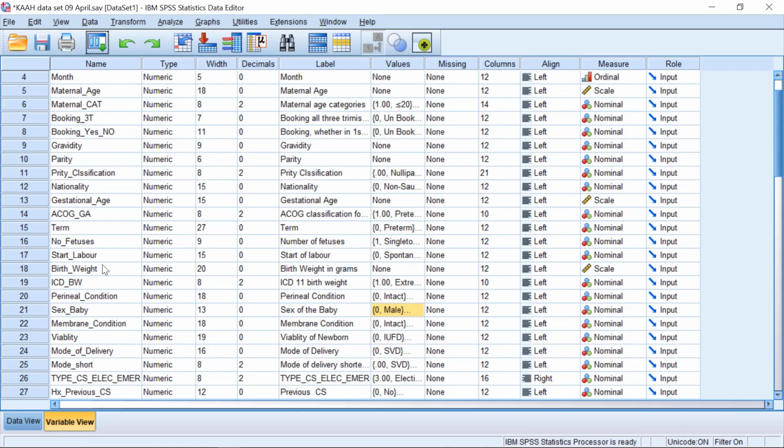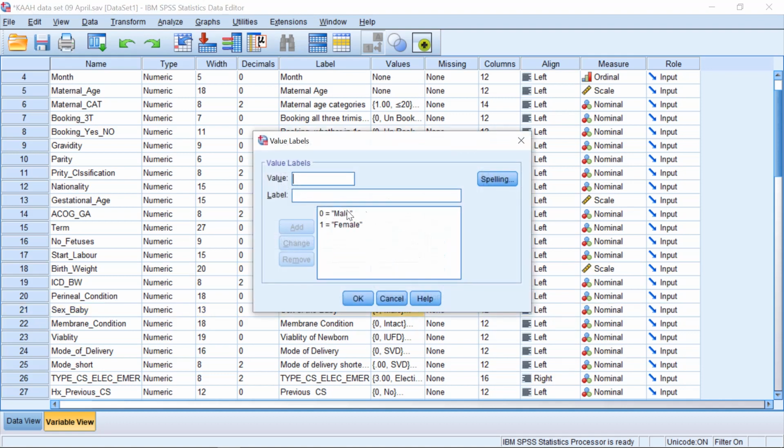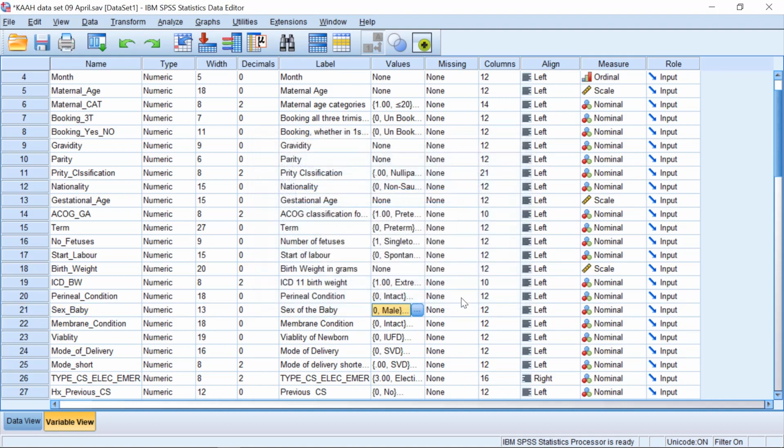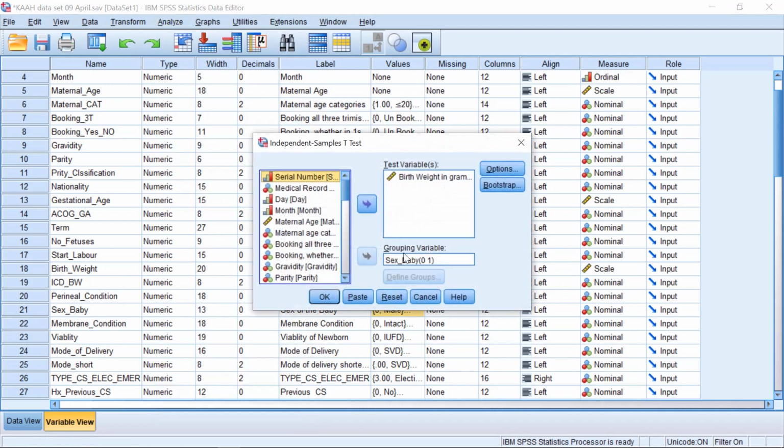Here we have our birth weight as a scale in grams, and here we have the sex of the baby. We defined male as 0 and female as 1. To run the t-test, we go to Analyze, Compare Means, and then we have our independent t-test, here the one sample and here the paired. We have to reset this beforehand.